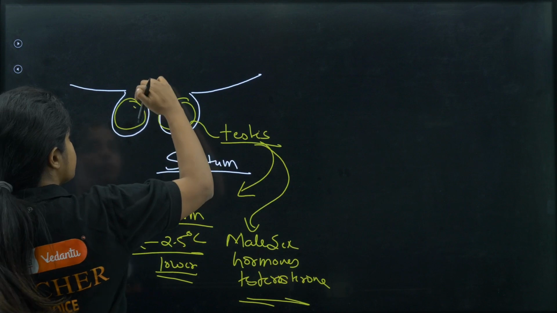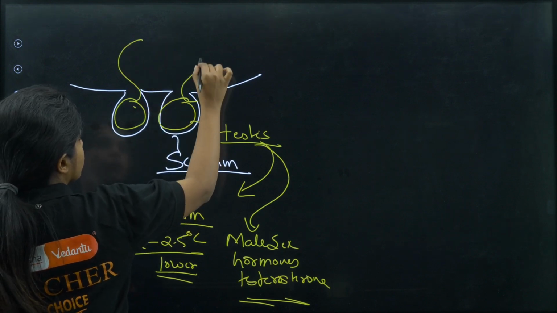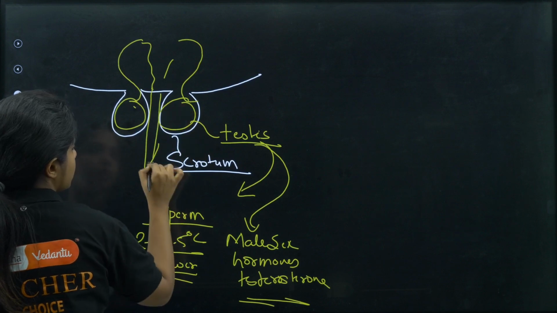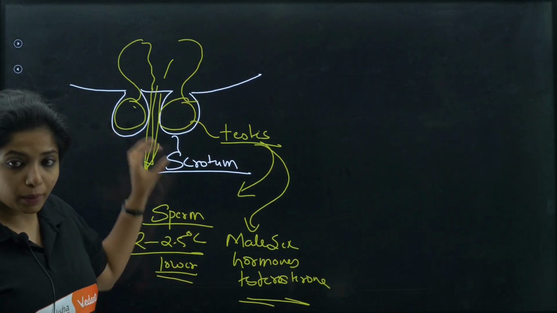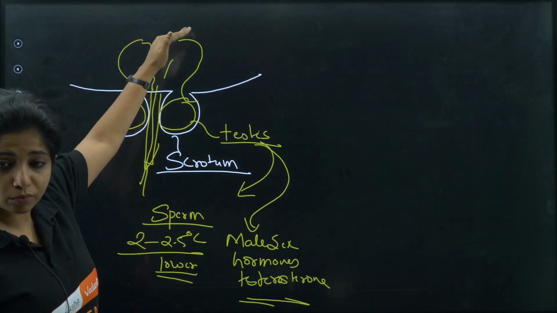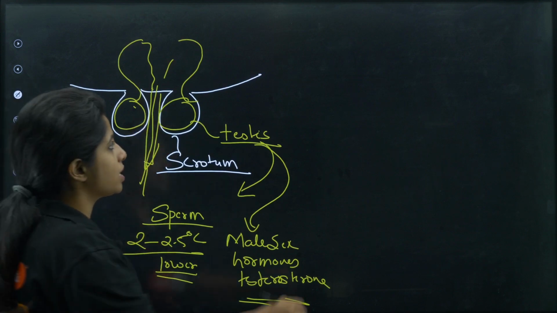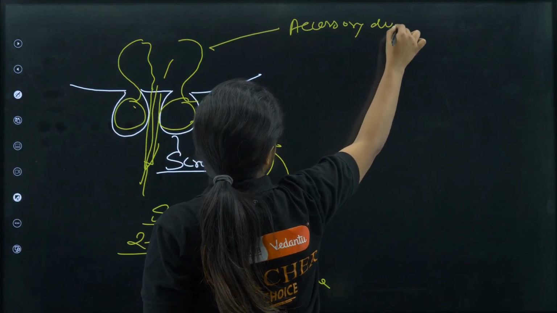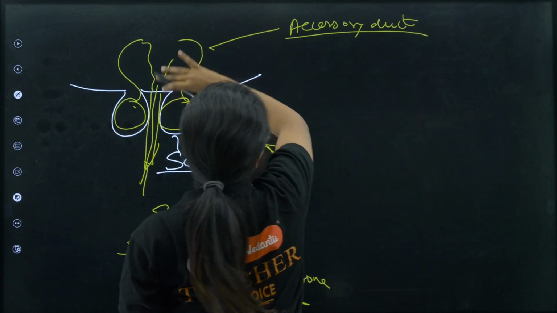Now from the testis, the sperms are being carried to what? To the urinary bladder. From the urinary bladder, things are going to come, and then with the help of the penis, the sperm moves out. So basically there should be someone who could transport the sperm, right? And this system is known as the duct system, the accessory duct. This is known as the accessory duct who transports it.